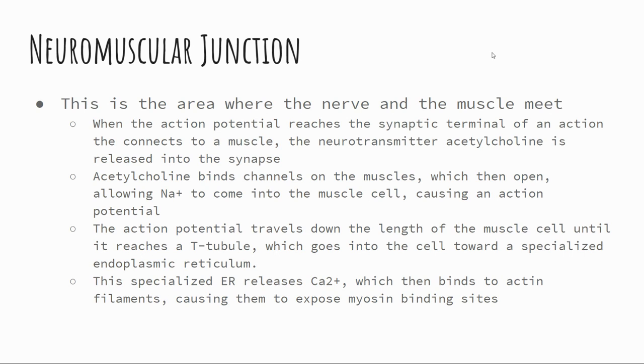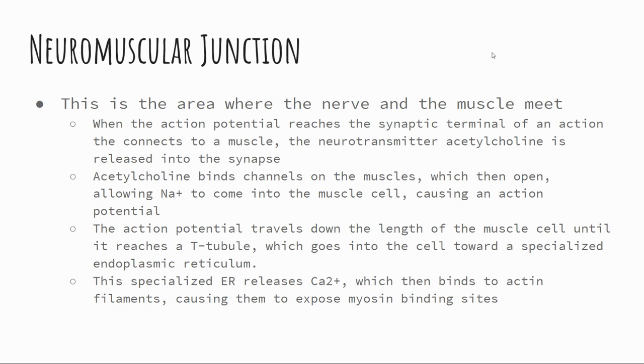And we go back to action potential. When an action potential with that electric pulse reaches the synaptic terminal of an axon that connects to the muscle, we're getting ready to cross the synapse with an electrical impulse, with a message, right? The neurotransmitter acetylcholine is released into the synapse. And remember, the synapse is the space in between cells. Acetylcholine binds to channels on the muscles, which then opens those channels, allowing sodium to come into the muscle cell, causing an action potential, or a new electrical impulse.